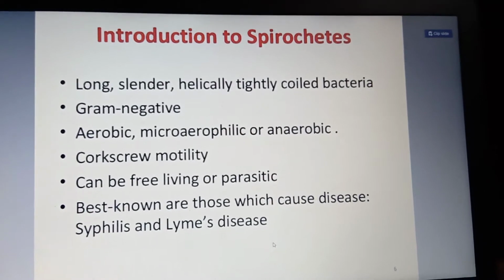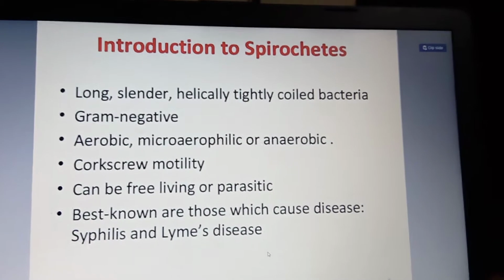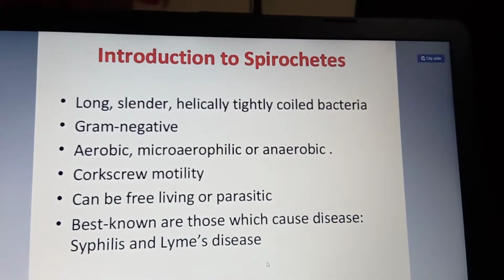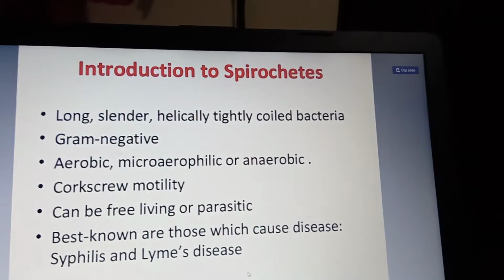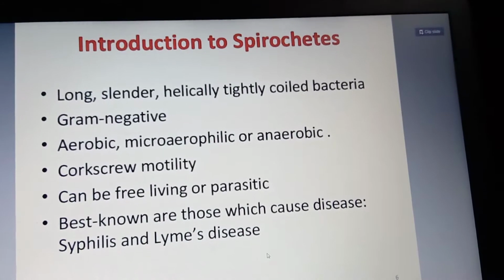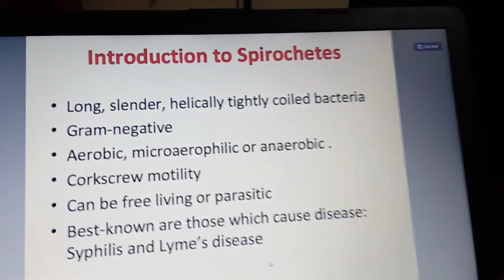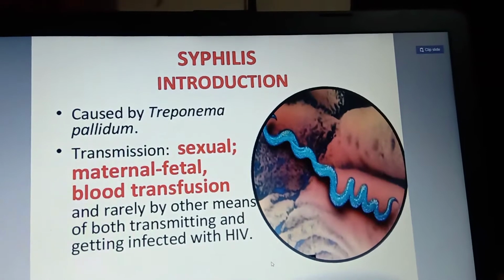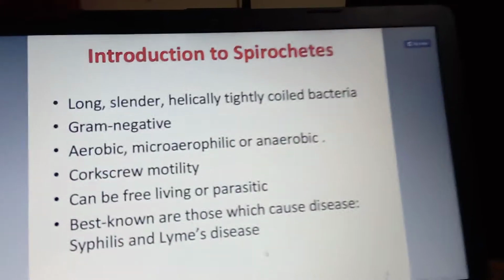It is a gram negative bacteria and aerobic. Aerobic means it lives in oxygen. Microaerophilic or anaerobic means it can live with or without oxygen, or in the presence of micro elements also these bacteria can be alive. Next is corkscrew motile. Corkscrew motile means it looks spiral-like, like the screws for nails in our homes. That type of shape.